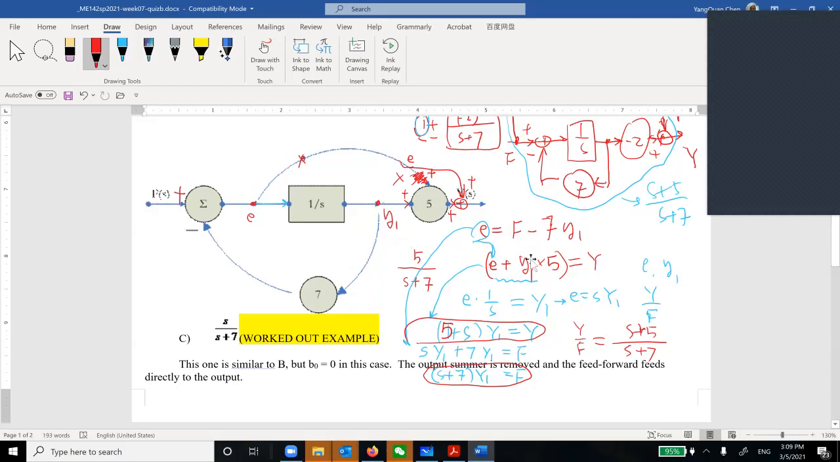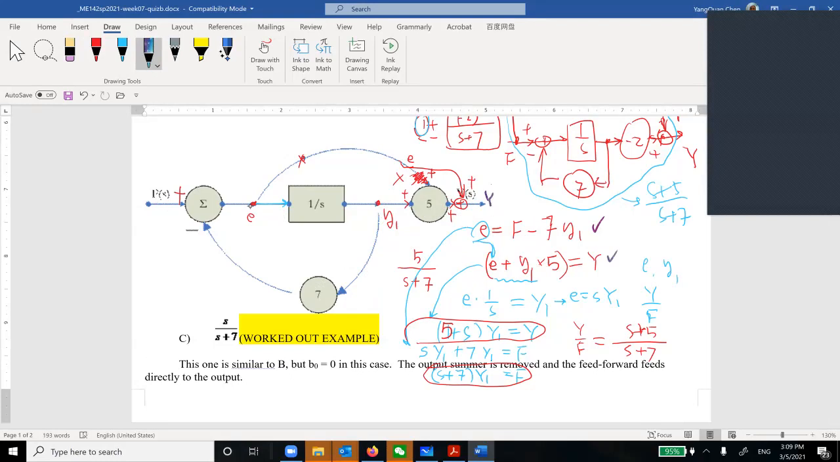Okay. So let me do this. So this is correct. Then the second is E pull over here plus y1 times 5. Okay, y1 times 5 equals my y. So this is my y. So this is correct.